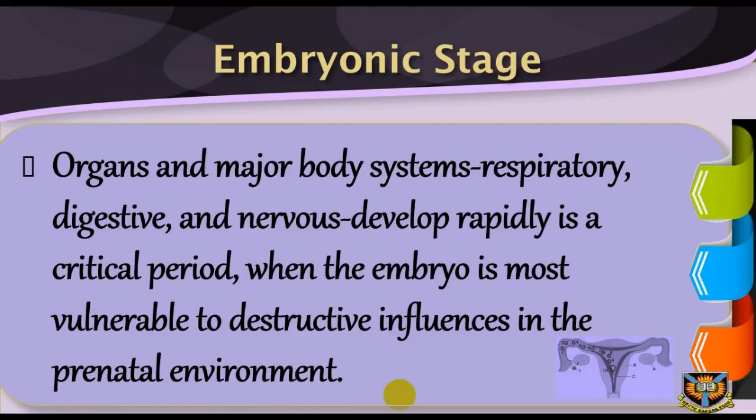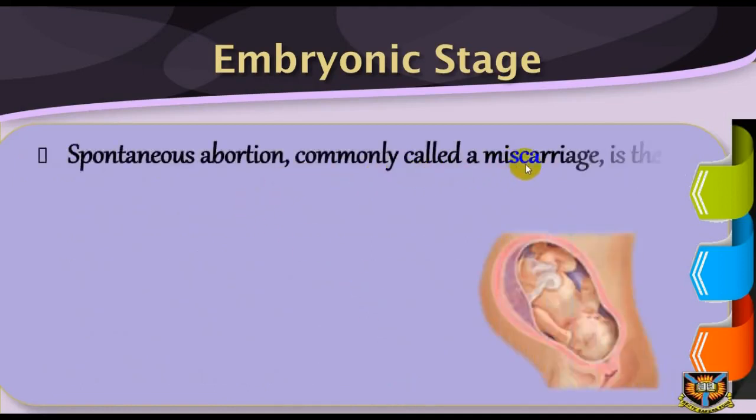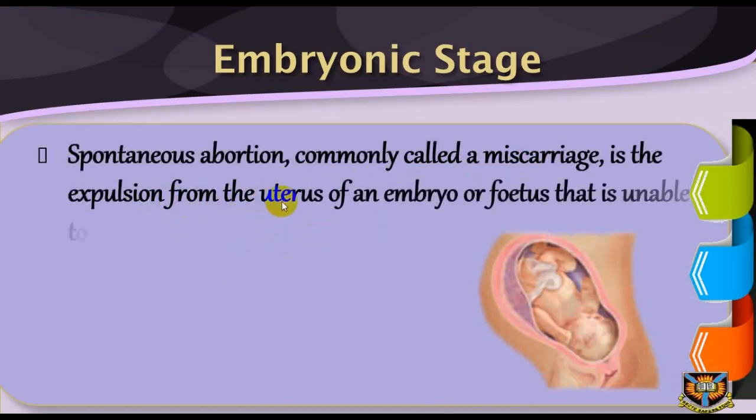Defects that occur later in pregnancy are likely to be less serious. The most severe defective embryos usually do not survive beyond the first trimester or 3-month pregnancy period. A spontaneous abortion, commonly called a miscarriage, is the expulsion from the uterus of an embryo or fetus that is unable to survive outside the womb. Most miscarriages result from abnormal pregnancies. About 50 to 70% involve chromosomal abnormalities.